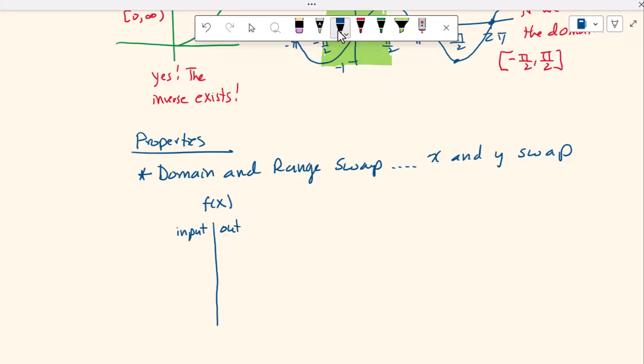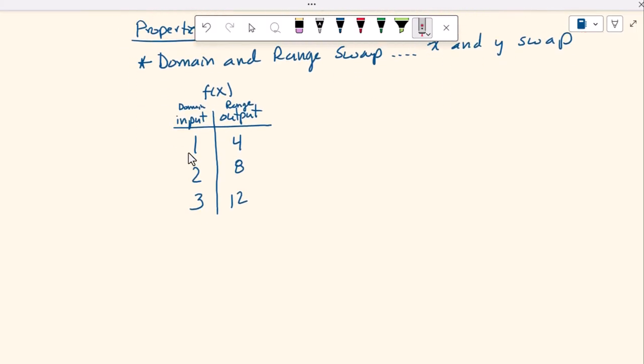The reason I want to do that is I don't want to get hung up on x's and y's, because when they switch it gets a little bit confusing. So we need to understand that input is domain and output is range. They're interchangeable. Let's look at these values. For my input I'm going to have 1, 2, 3, and for my output I'll have 4, 8, 12. So these are the ordered pairs (1, 4), (2, 8), (3, 12). Okay, so let's go ahead and come down here and graph those.